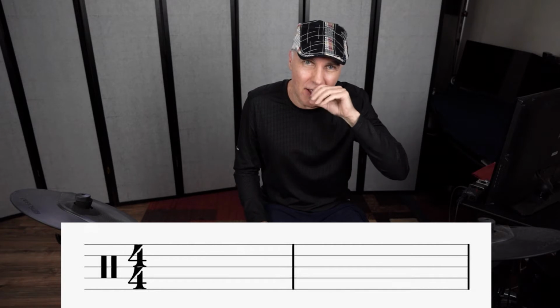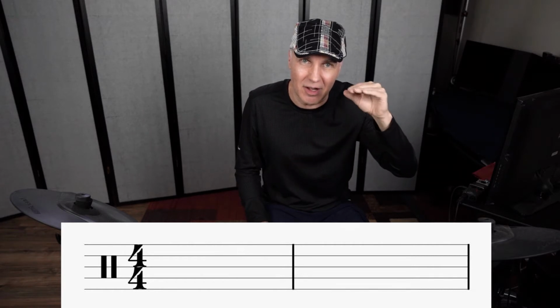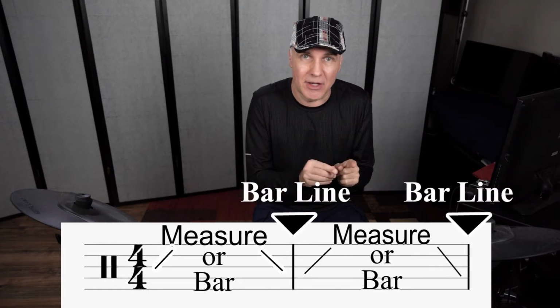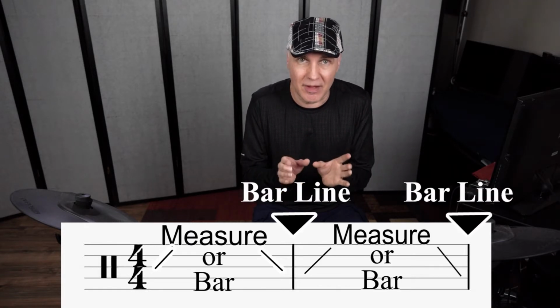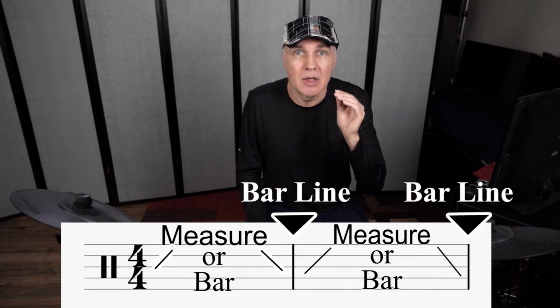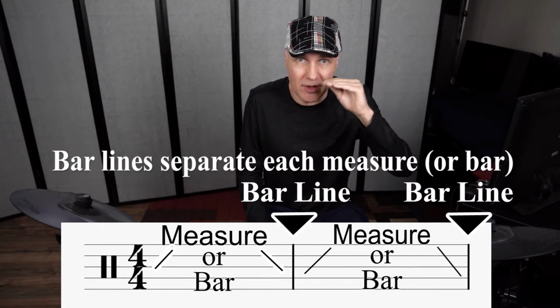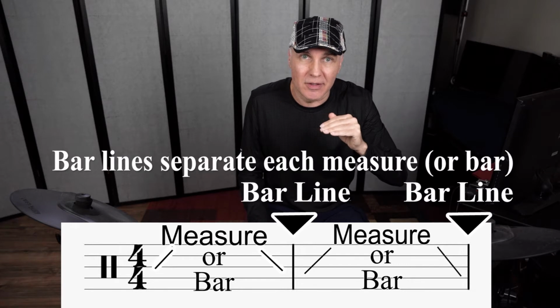The top number of any time signature, watch the last video. After you watch this, watch the last one. It explains a lot too. But the top number, the 4, is going to signify the number of beats in a measure or a bar. A measure and a bar mean the same thing. 4 beats to the measure, or 4 counts.